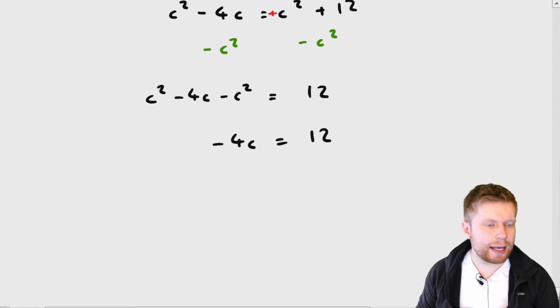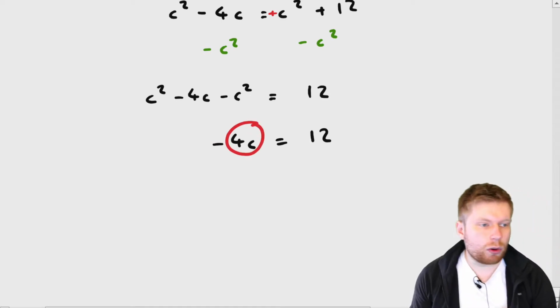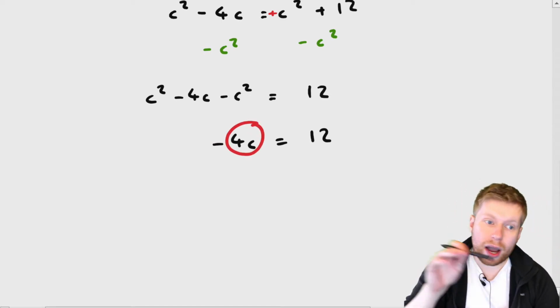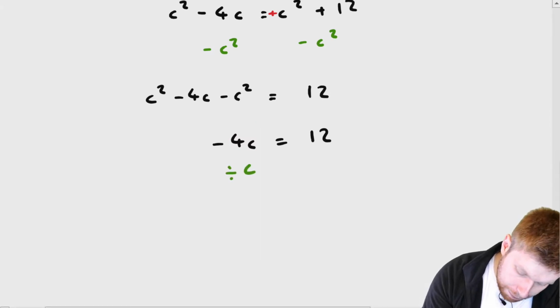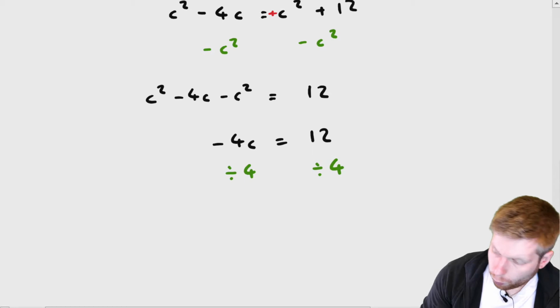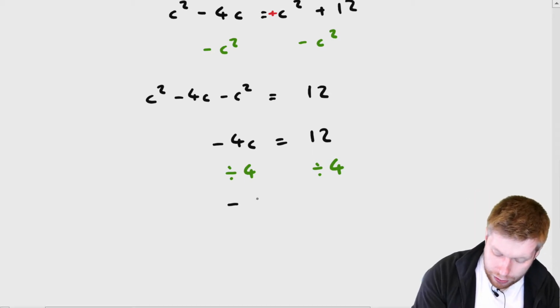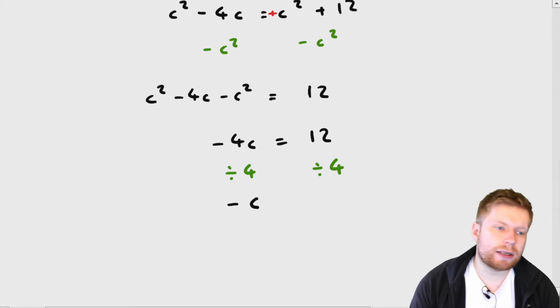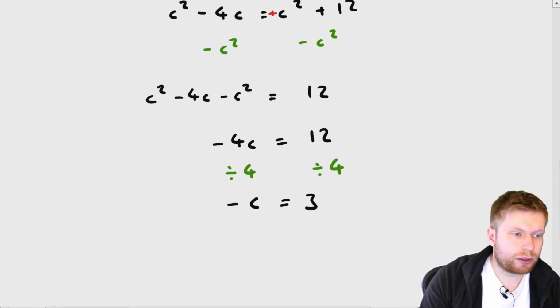Now, if you look at this, have a look what I've got here. Don't worry about the negative for the time being, just ignore that. I've got 4 times c. In order to get rid of that 4, I'm multiplying by 4, so I need to divide by 4. So I need to divide both sides by 4. Okay, good. If I divide the left-hand side by 4, I've still got the negative there, even though I haven't considered it, but it's just going to be negative c. And if I divide the right-hand side, 12 divided by 4 gives me 3.